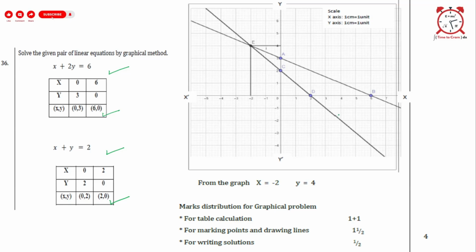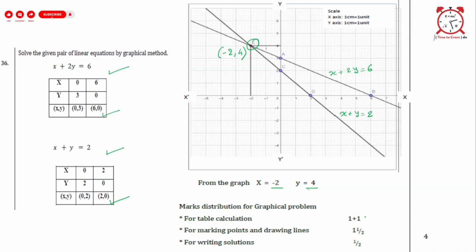this is the line for the equation x plus y equal to 2, and this line is for the equation x plus 2y equal to 6. You can see both lines are intersecting at this point, and the coordinates of this point are (-2, 4). So this is the solution, (-2, 4). Now look at the marks distribution for the graphical problem.